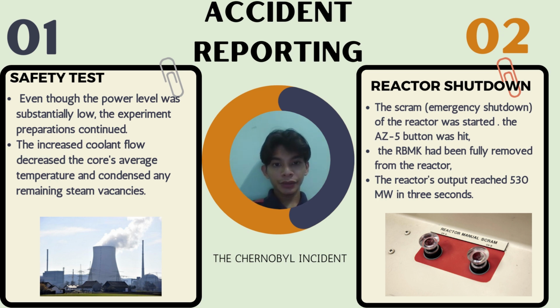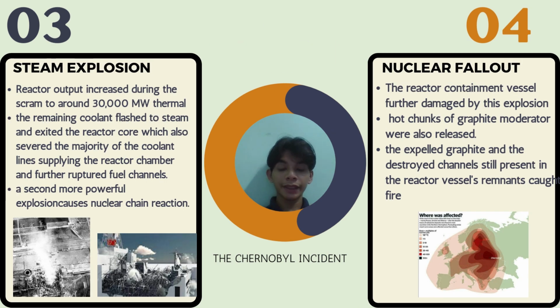The reactor's output reached 530 megawatt in 3 seconds. As a result, this causes an explosion, a steam explosion, and a nuclear fallout. Then there was a steam explosion. The steam explosion occurred because the reactor output increased during the scram to around 30,000 megawatt thermal, which is 10 times the typical operational output, as seen by the last reading on the power meter on the control panel.